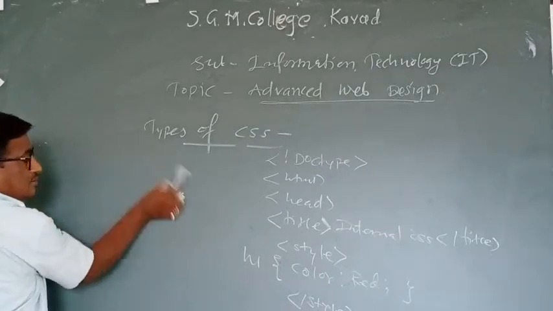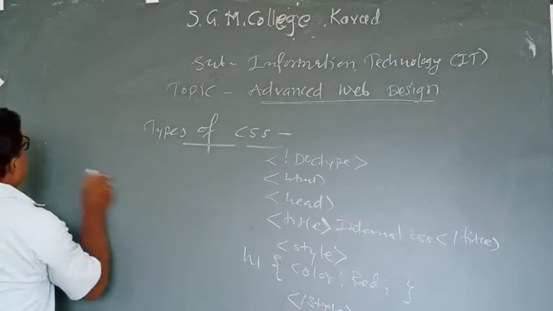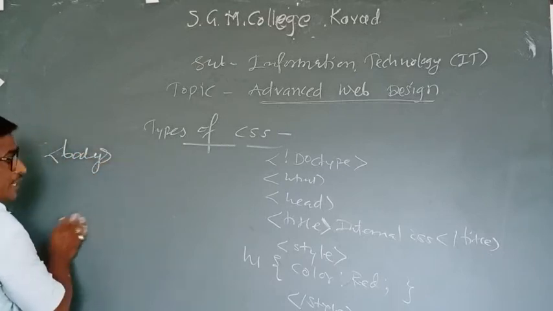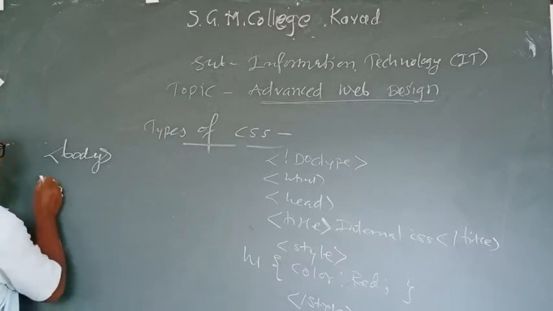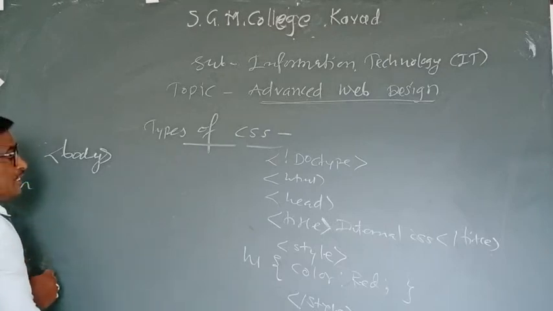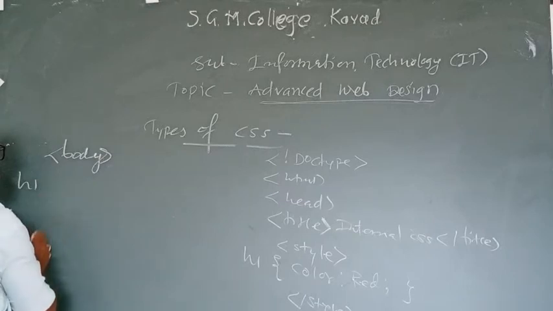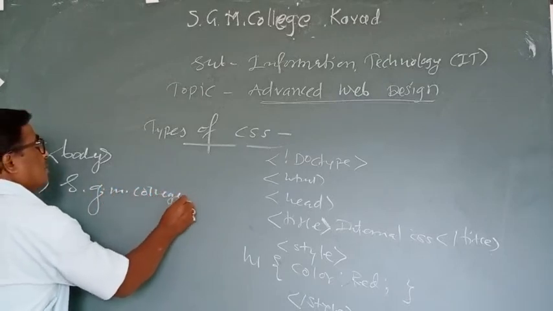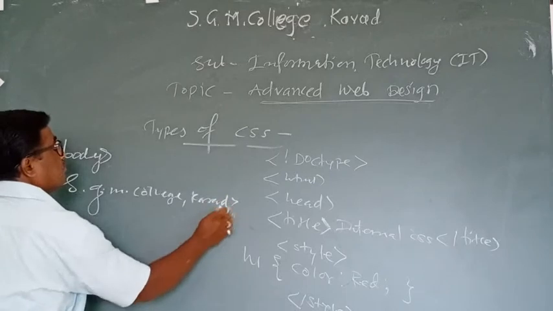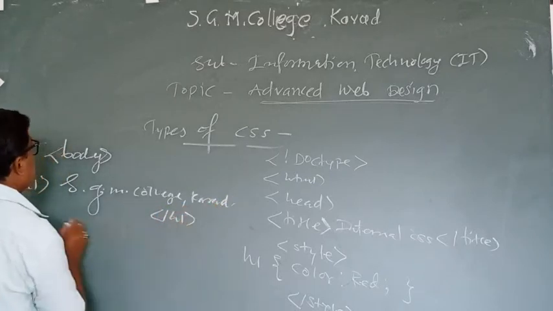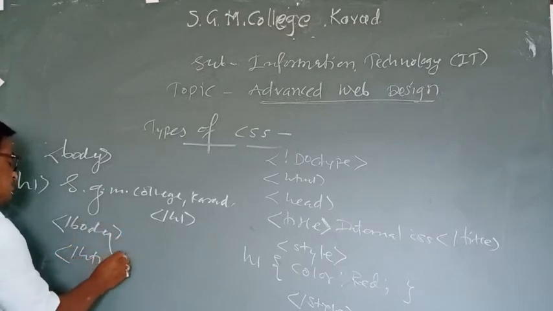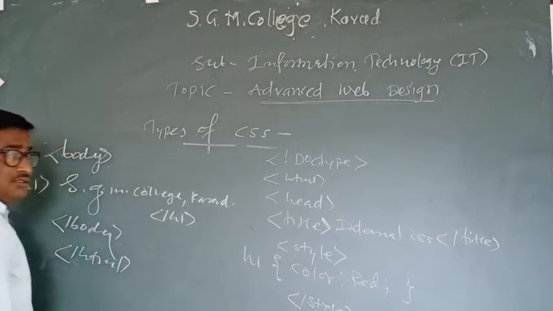And next, after the head close, we will write the body tag. In the body tag, write the name of the selector here, H1. H1 tag, H1 SGM college. Here H1 close, body close, HTML close. Okay.